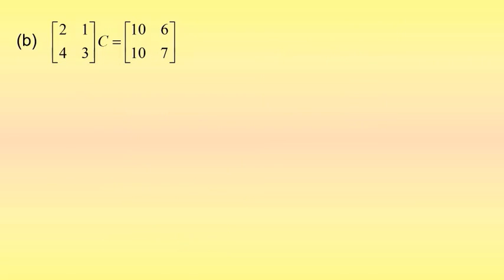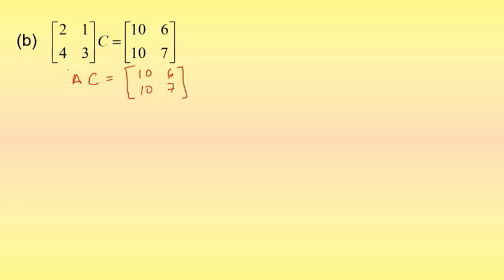Now, in order to find the matrix C, the difference between equation A and B is the location of matrix A. In the first equation, A is on the right of B. In equation B, A is on the left hand side of matrix C. Okay, this one is matrix A, this one is C. 10, 10, 6, 7.